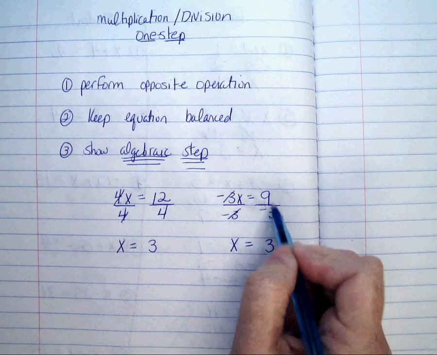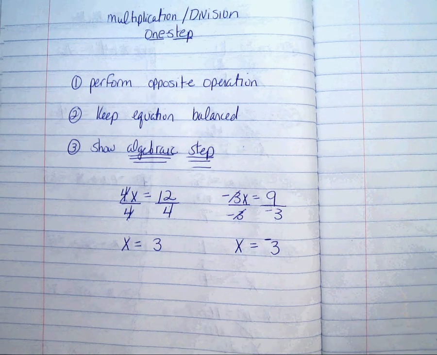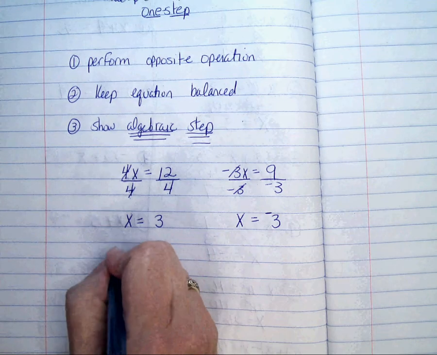9 divided by negative 3. You go ahead and you do the division, and then we've got different signs, right? Different signs not getting along. That's negative.